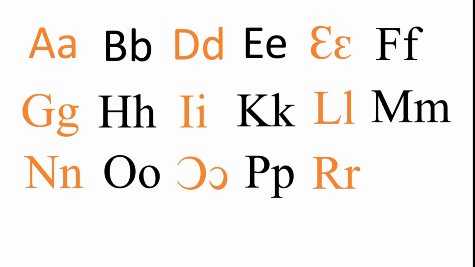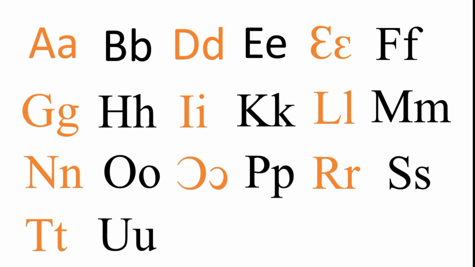P, R, S, T, U, W, J. So these are the alphabets when we come to the Ghanaian language.